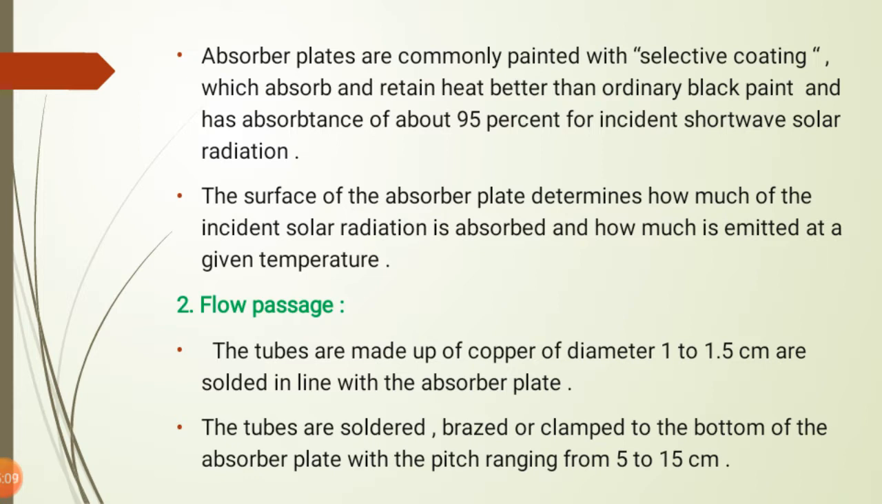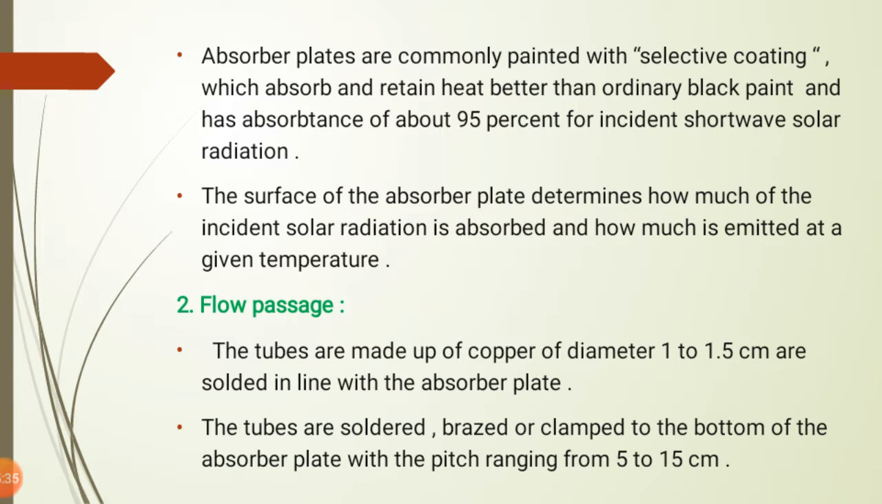Short wave radiation means radiation which ordinary coatings are not able to completely absorb, but the selective coating has the ability to absorb that radiation. So we use a selective coating instead of ordinary black coating on the absorber plates. The surface of the absorber plate determines how much of the incident solar radiation is absorbed and how much is emitted at a given temperature.